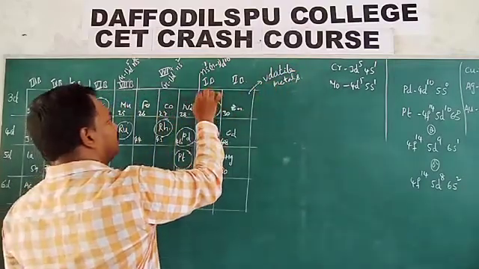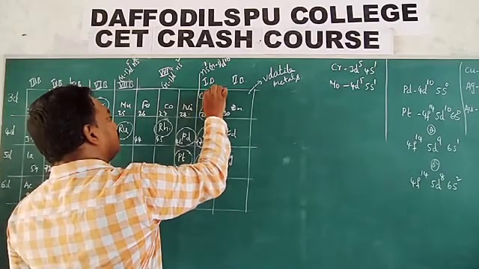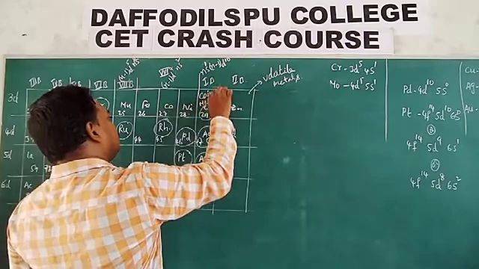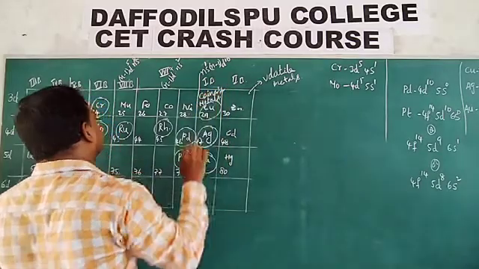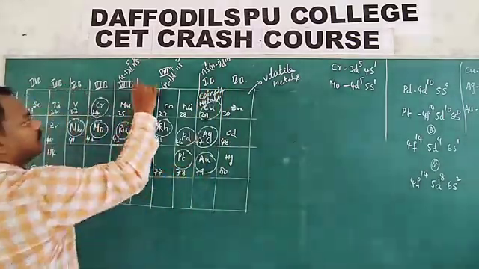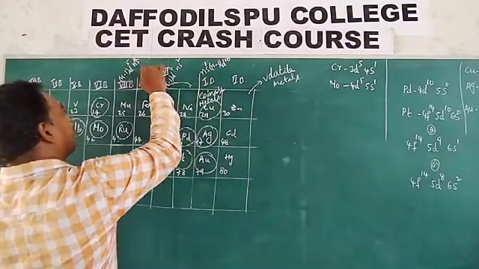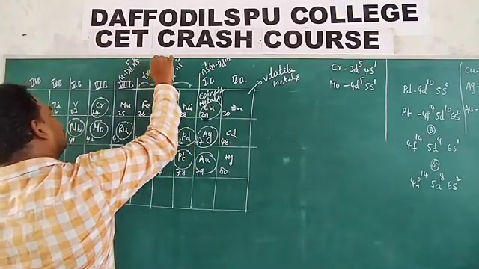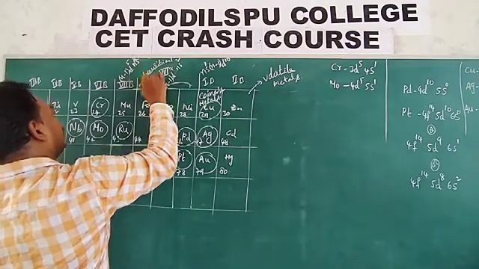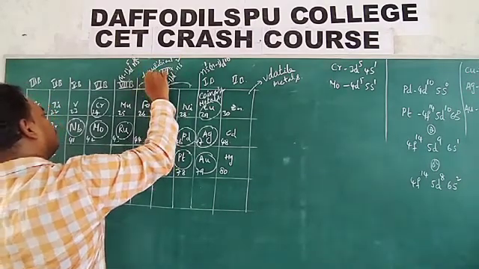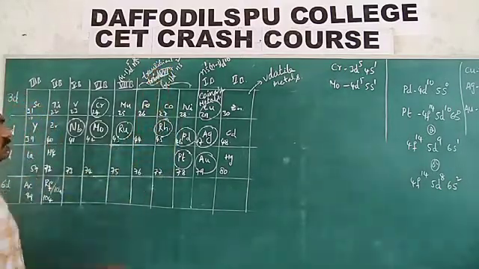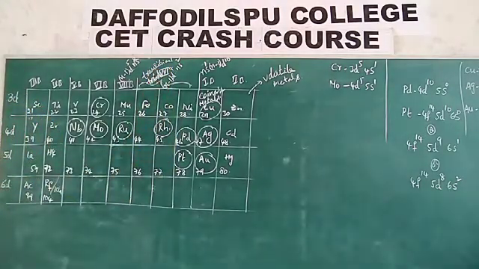These are coinage metals. These are transitional pairs.